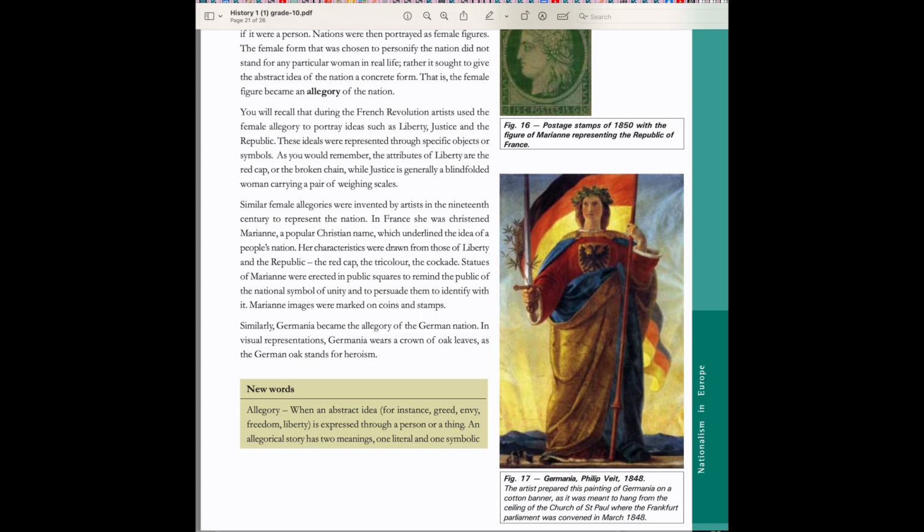Statues of Marianne were erected in public squares to remind the public of the national symbol of unity and to persuade them to identify with it. Marianne images were marked on coins and stamps. Similarly, Germania became the allegory of the German nation. In visual representations, Germania wears a crown of oak leaves, as the German oak stands for heroism.